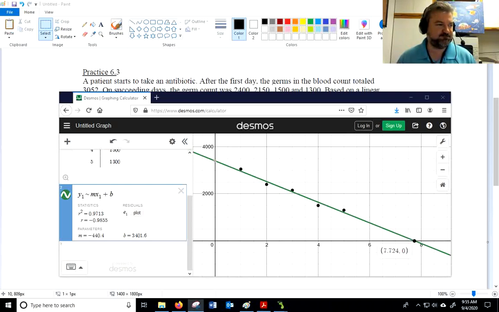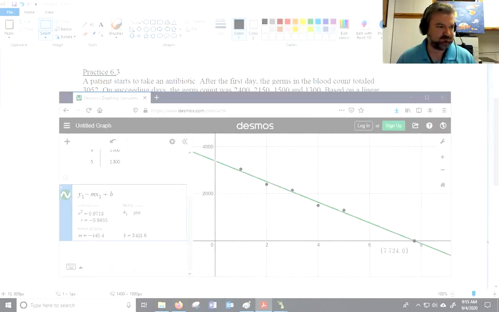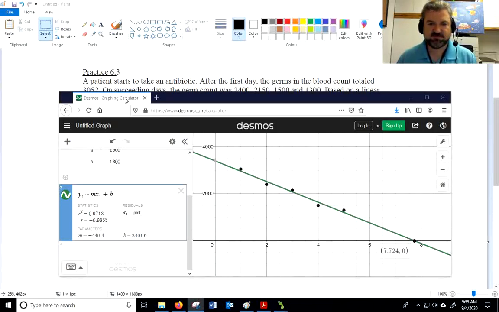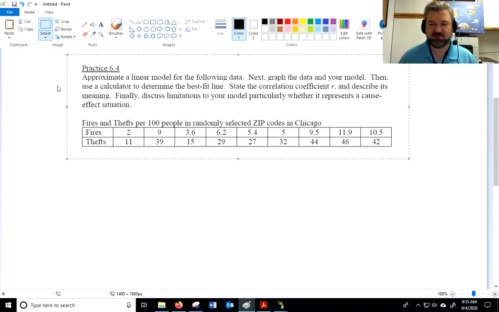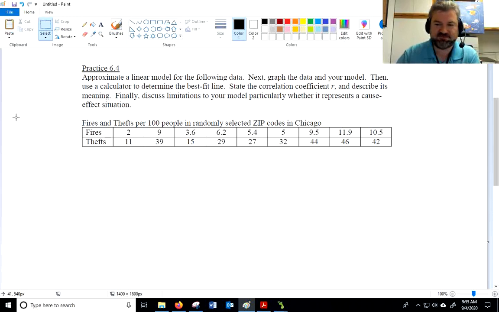Okay, so next, oh yes, this is an interesting problem. I don't know why this problem is kind of famous, but this is the fires and thefts per 100 people in randomly selected zip codes in Chicago. We're going to approximate a linear model for the following data, then graph the data and your model, and use a calculator to determine the best fit line. State the correlation coefficient R and describe its meaning. Finally, discuss limitations to your model, particularly whether it represents a cause and effect situation.